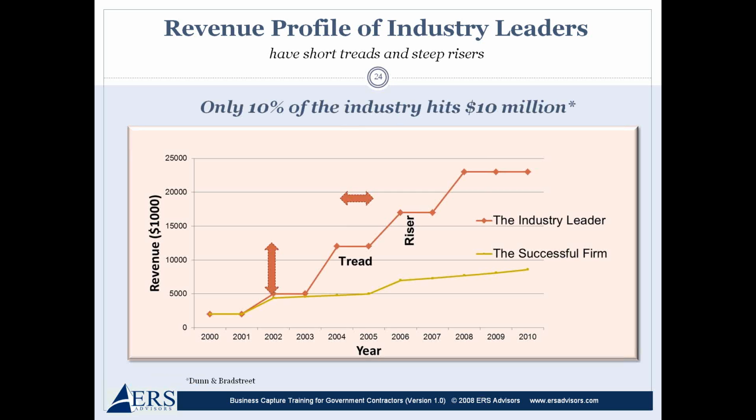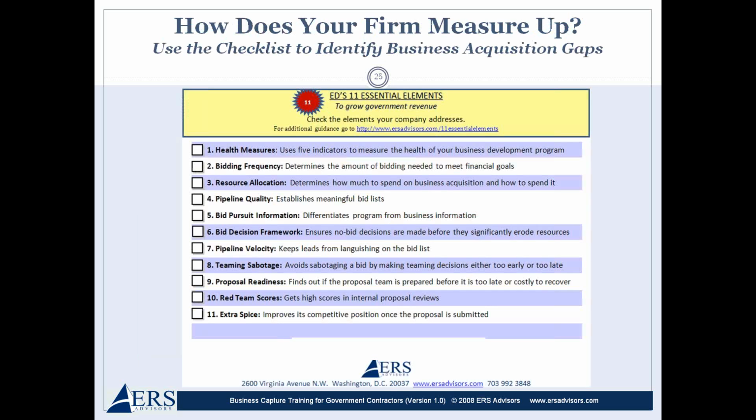About 10% of the industry hits $10 million. The rest of them stall at that point and drop down. And I believe the difference between those that bang through 10 million and are well on their way to 100 million is the discipline they use in identifying and capturing contracts and bringing that discipline into all aspects of their business development program.